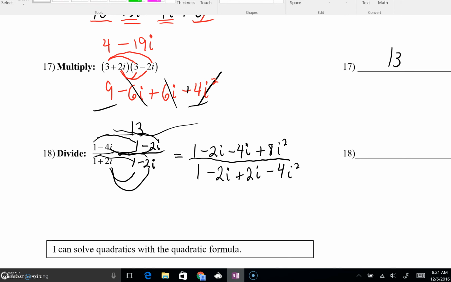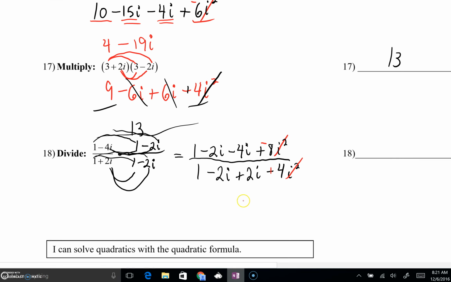Now again, we're almost done. What you really want to do is cross out your i squareds and change the sign. This becomes a negative 8. This i squared cancels out and it turns into a plus 4. Now all you have to do is go ahead and simplify this problem and get all your like terms together.